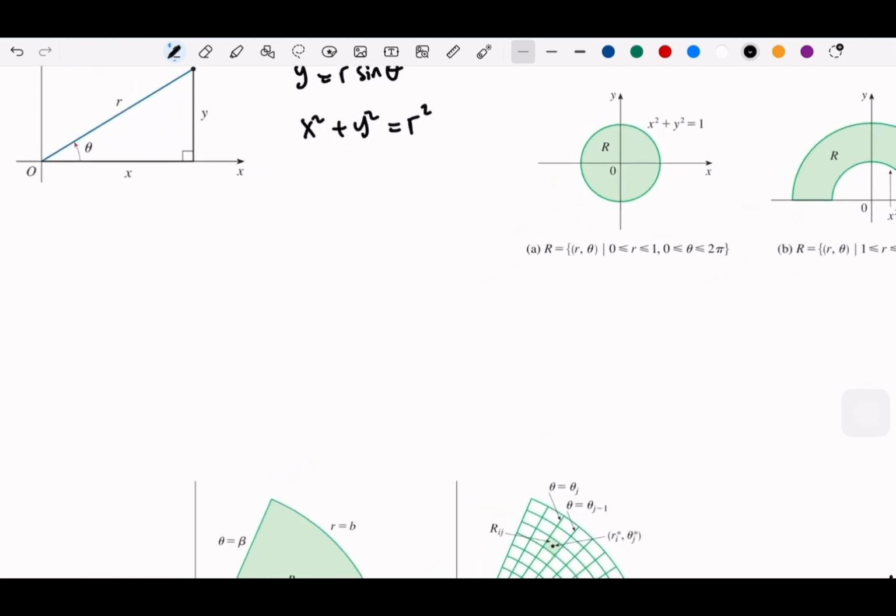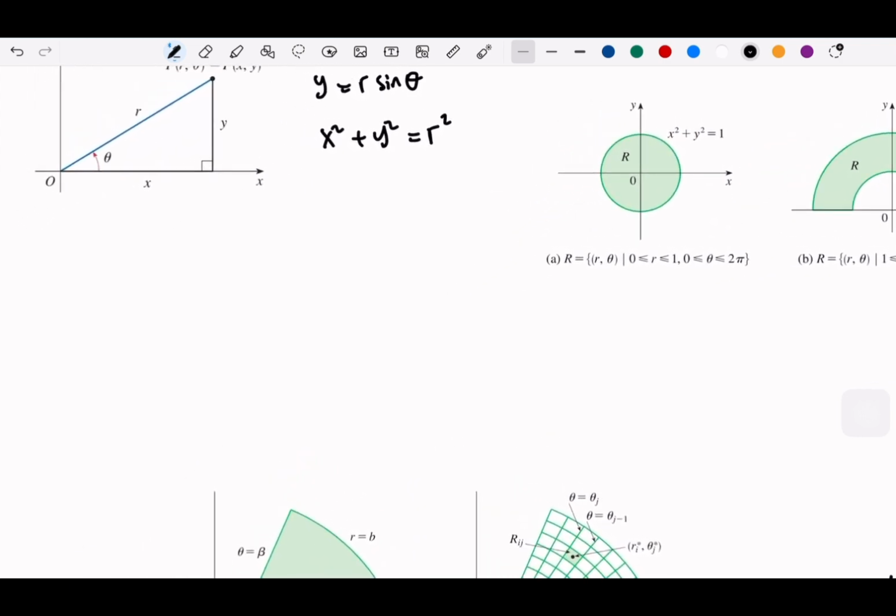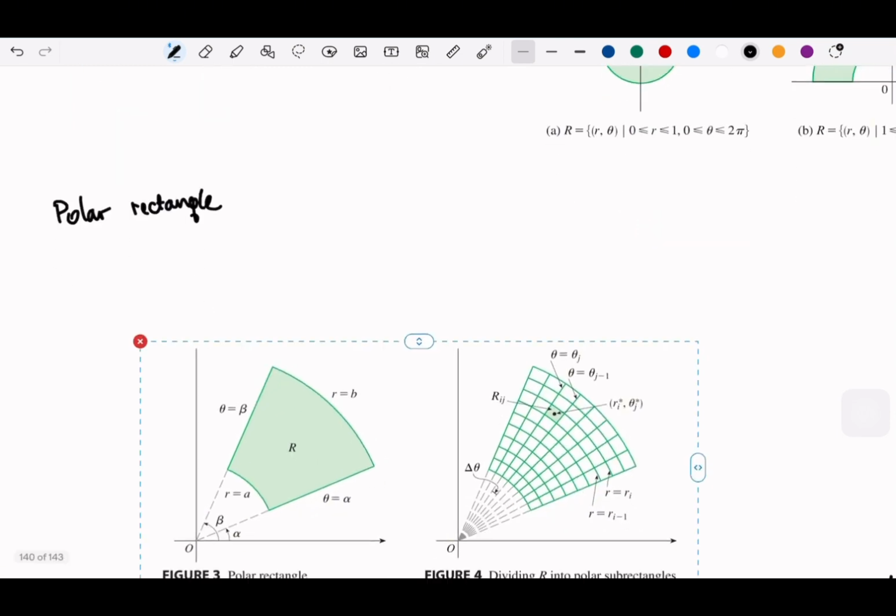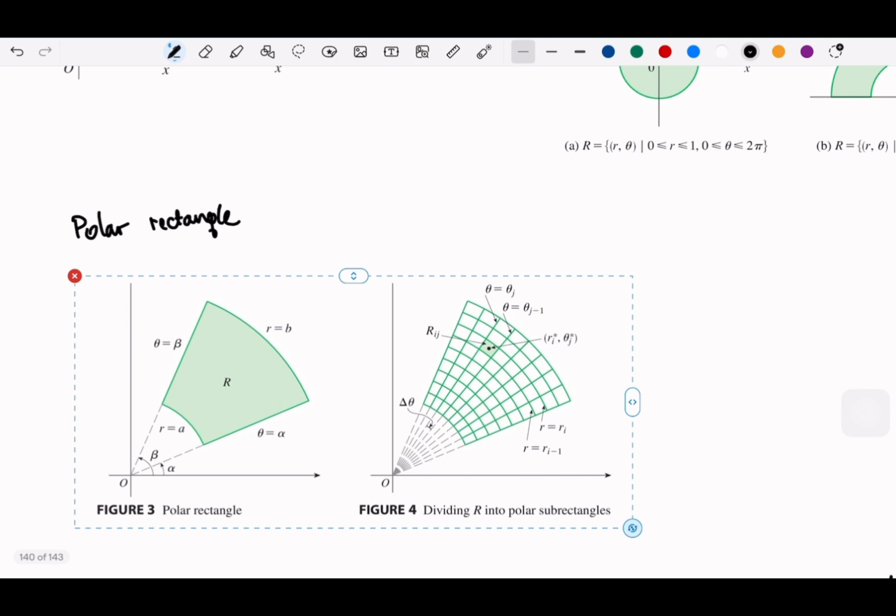And now we can have what we call a polar rectangle, in which, if you see this picture, this is our polar rectangle. So polar rectangle means we have this kind of profile. We have two different radii, a and b. We have two different angles. So first is angle alpha, and then the second one is angle from 0 to beta. So beta is here, alpha is there.